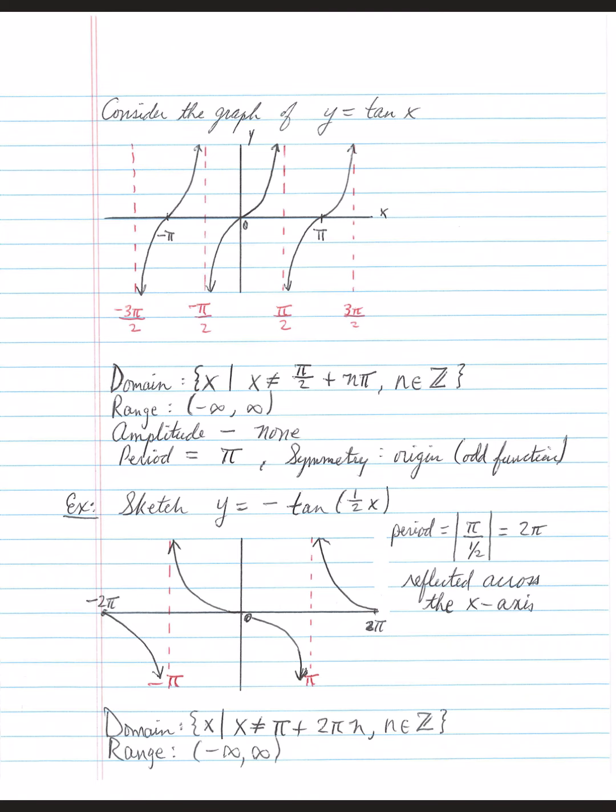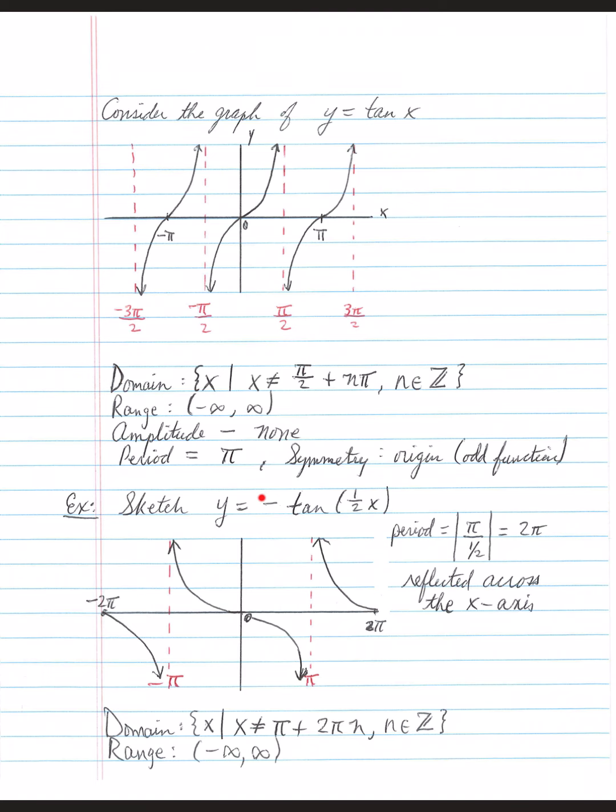There is no amplitude for tangent, and its period is pi. The distance between the asymptotes is pi units, and that's the distance it takes horizontally for a graph to run one cycle. If you flip the graph of tangent upside down, it will look the same, meaning it has symmetry at the origin and it's an odd function.